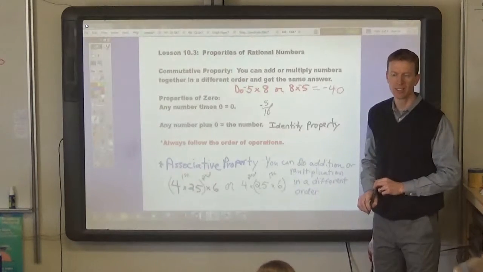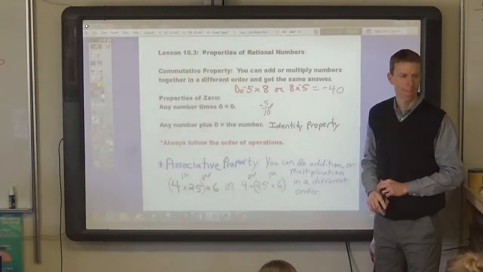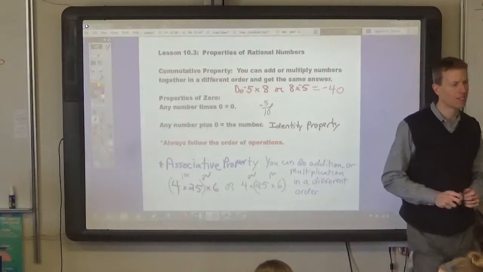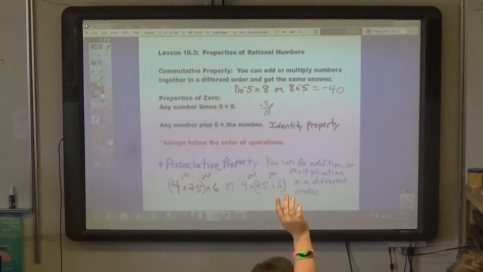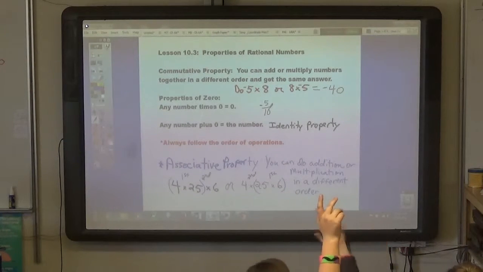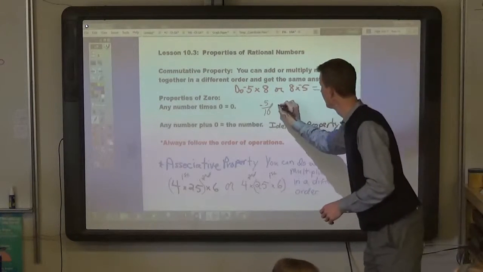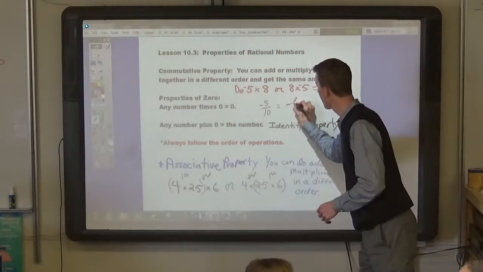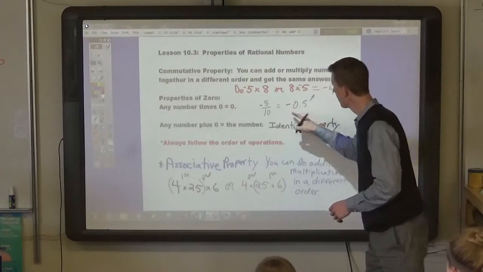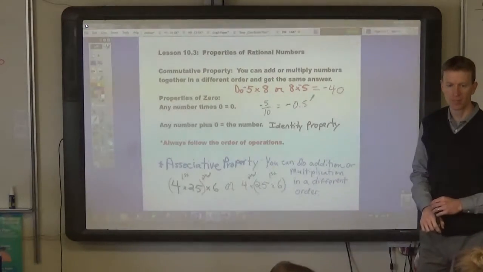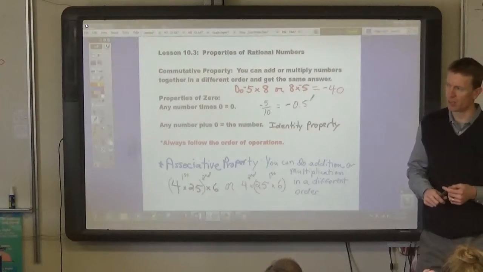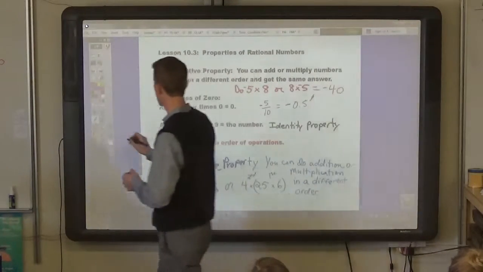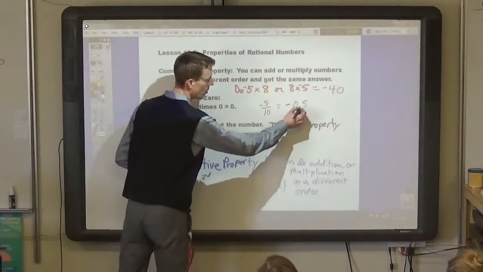5/10, which is, what's 5/10? Concentrate. 5 out of 10. 5/10 is 0.5. Negative 0.5, or negative 1/2. Not negative 2, right? It doesn't work for division. It doesn't work for subtraction. It only works for multiplication and addition. Okay?